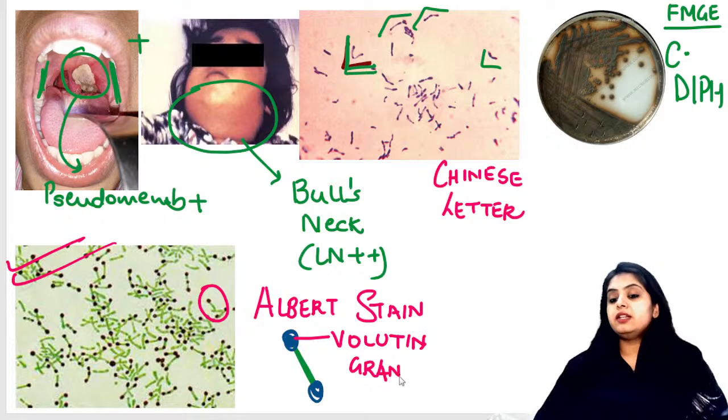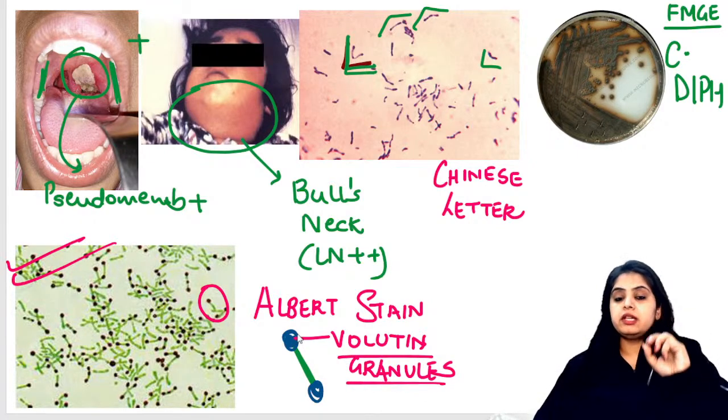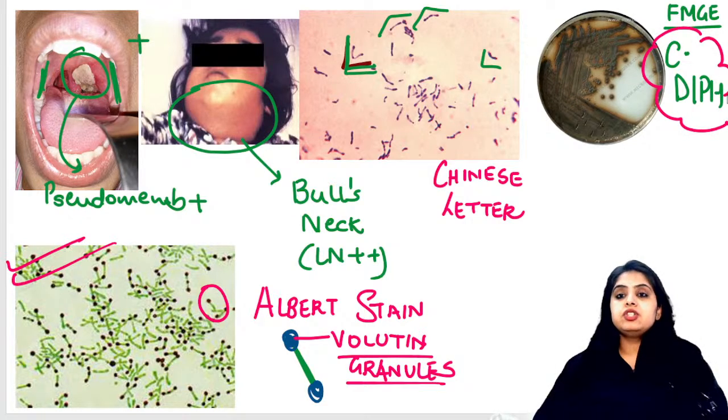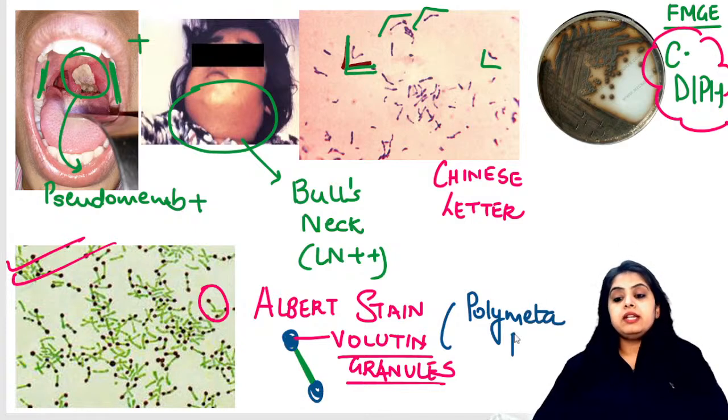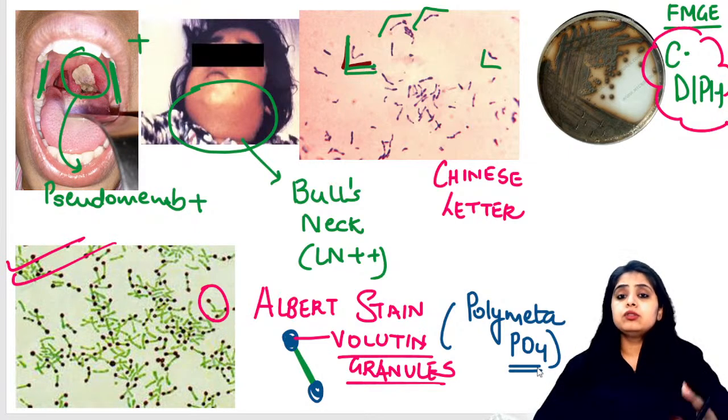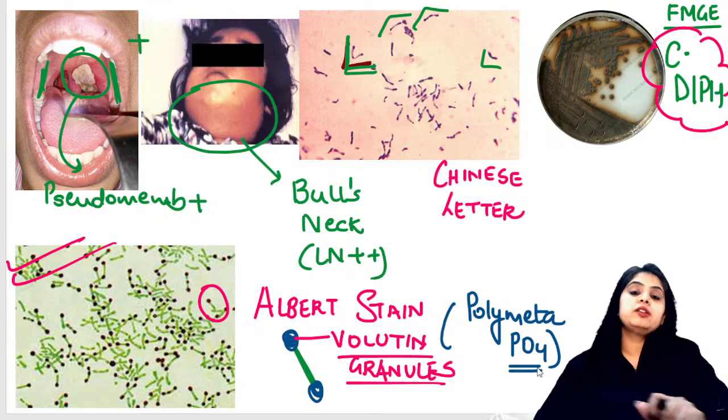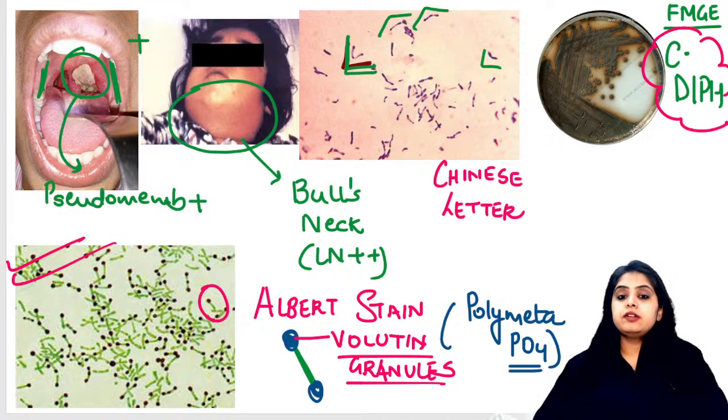Yes, volutin granules. What is there in them? You'll say, what are these round things that you've drawn? What is it containing? So remember, every bacteria needs energy. So energy stores: volutin granules are made up of polymetaphosphate. Simple way to remember: why do you need phosphate? You want to make ATP, ADP, all those energy things. So basically energy is present inside these volutin granules, and the stain for volutin granules is the Albert stain.